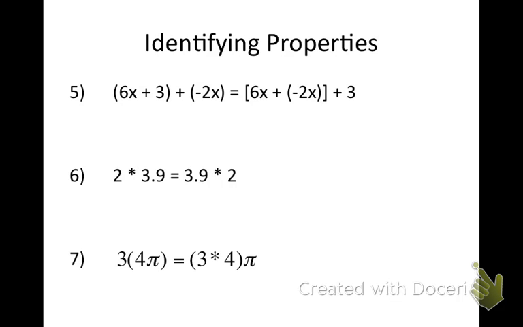So 5, I have 6x plus 3 plus negative 2x equals 6x plus negative 2x plus 3. So what property says I can switch around the way in which I add and still get the same answer? Which property might this be? Chow, what are you thinking? Okay, now there is close. It's not commutative. It's one just like commutative, but it's more numbers. Which one is very similar to commutative? Allie? That is the associative.